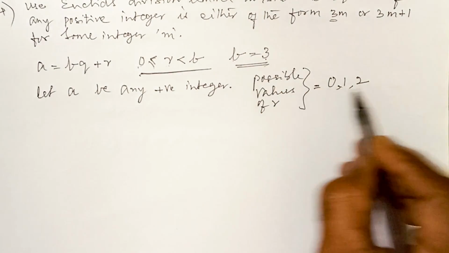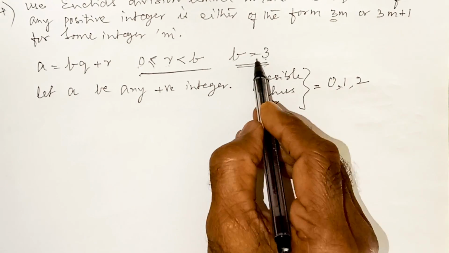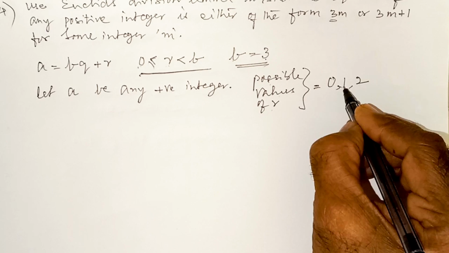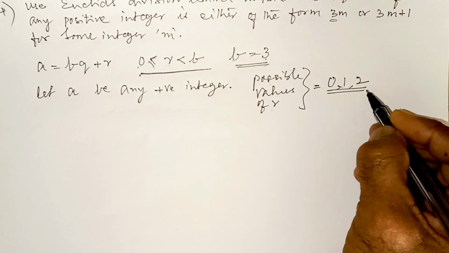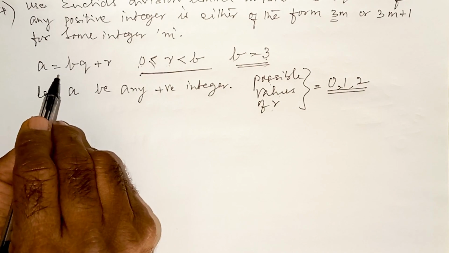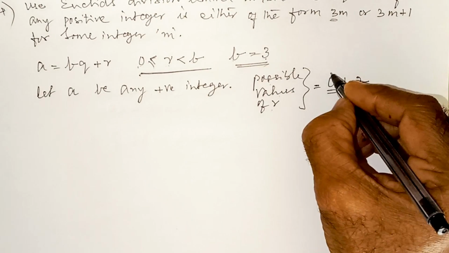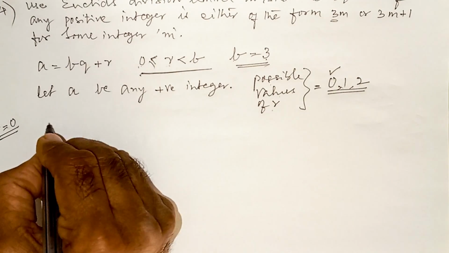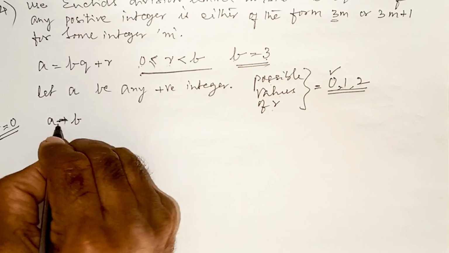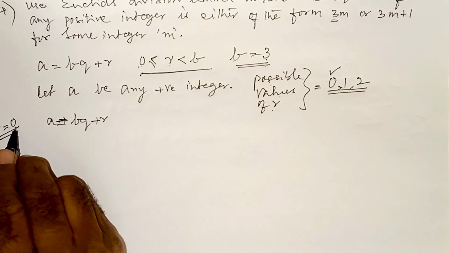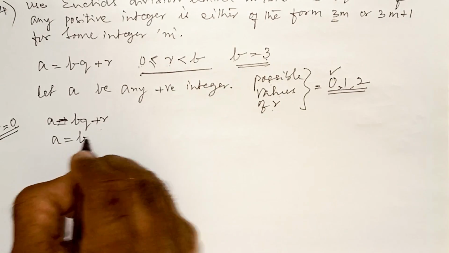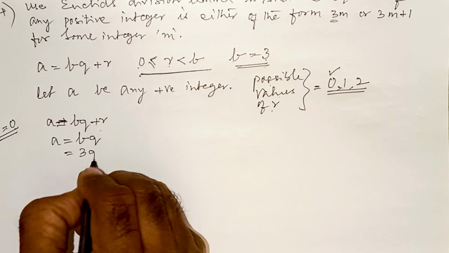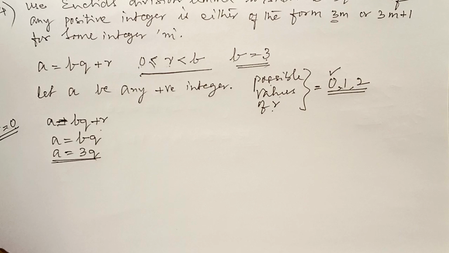When it is 4, it becomes 1, 2, 3. So it should always be less than this number. So the possible values of r will be 0, 1 and 2. We are going to substitute these values so that we arrive at the answer. To start with, we take r as 0. Take a is equal to bq plus r. Now put 0 here, it becomes a equals bq. Now the value of b is 3, therefore a will be equal to 3q.